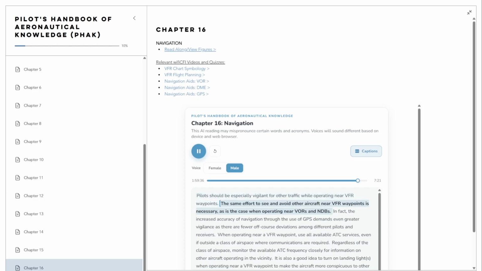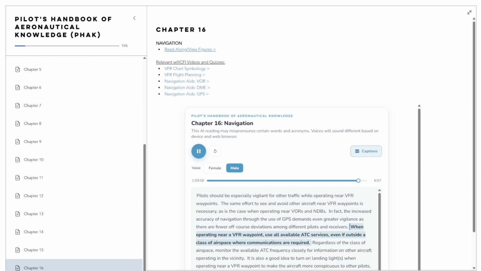The same effort to see and avoid other aircraft near VFR waypoints is necessary, as is the case when operating near VORs and NDBs. In fact, the increased accuracy of navigation through the use of GPS demands even greater vigilance, as there are fewer off-course deviations among different pilots and receivers.